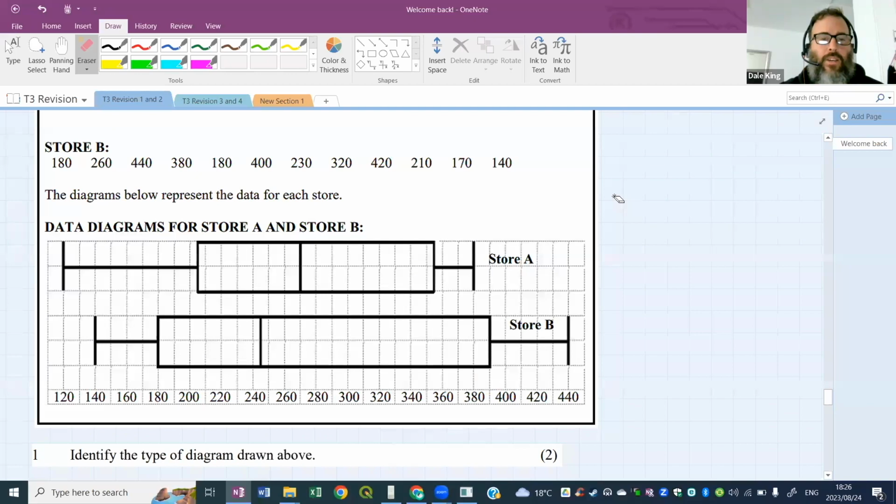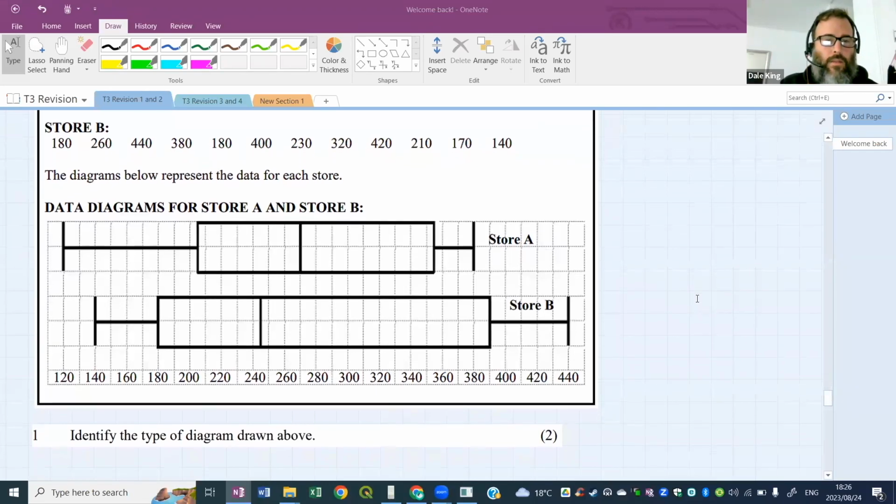Identify the type of diagram drawn above. Free money for question one here. You can type it into chat. What kind of diagrams are these, ladies and gentlemen? Box and whisker plots. Thank you. Two marks in the bag. Easy money on question one. Let's move on.